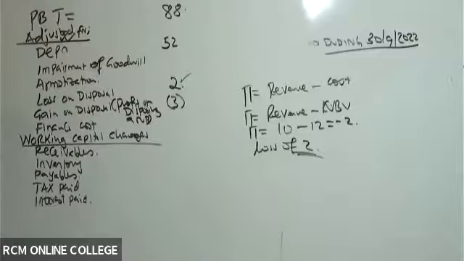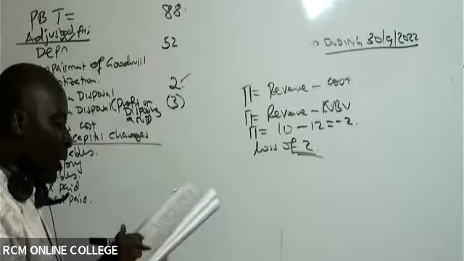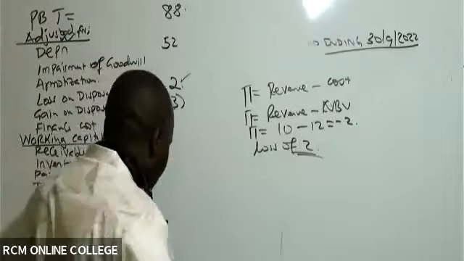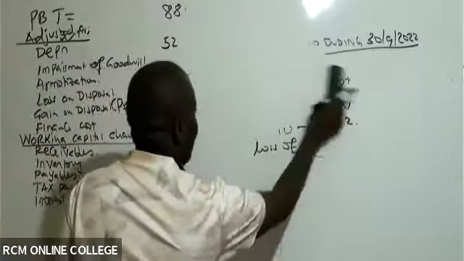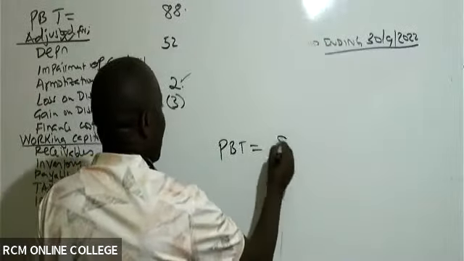Ladies and gentlemen, once you reach here, you've been able to do very many things from your notes. Now, once you reach here, you go straight away to your income statement where you are able to see profit before tax. Profit before tax is 88.